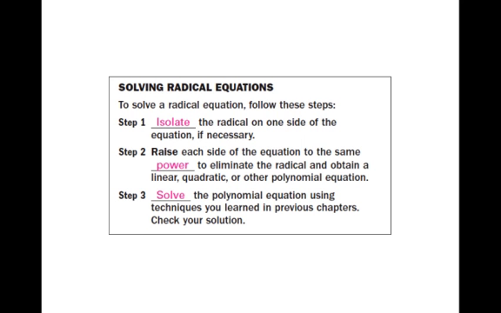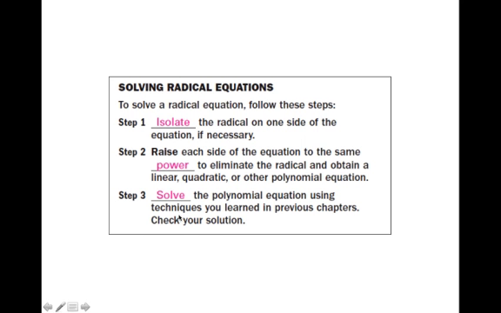To solve a radical equation you need to follow these steps. Isolate the radical on one side of the equation if necessary. It may already be isolated. If not, isolate it. And then raise each side of the equation to the same power to eliminate the radical and obtain a linear, quadratic, or other polynomial equation. Solve the polynomial equation using techniques you learned in previous chapters. Make sure you check your solution.